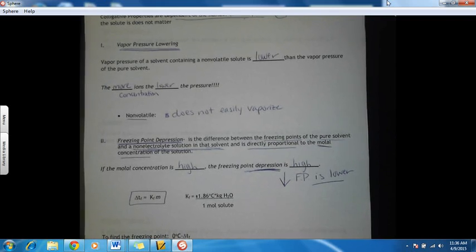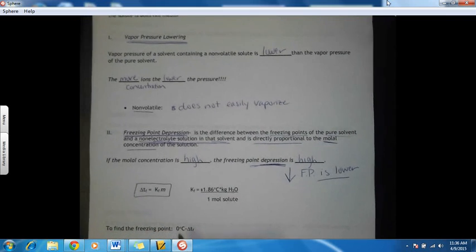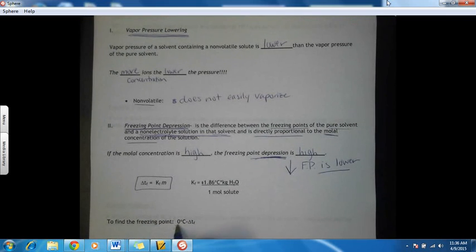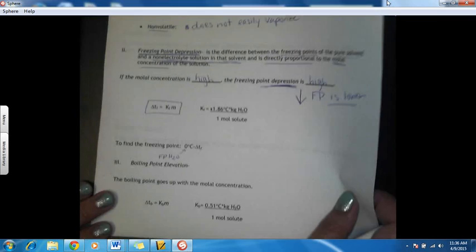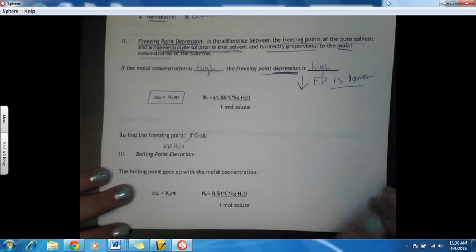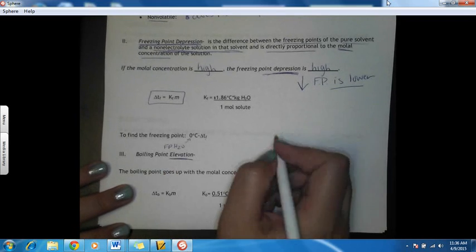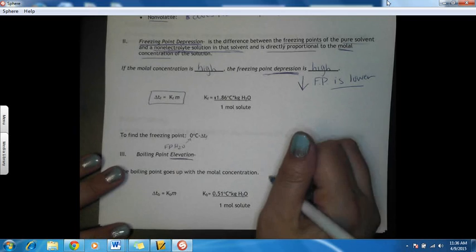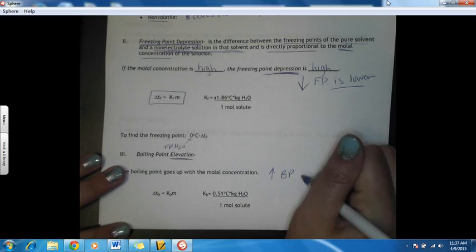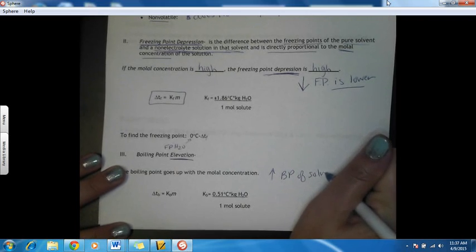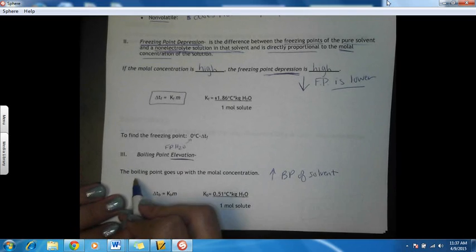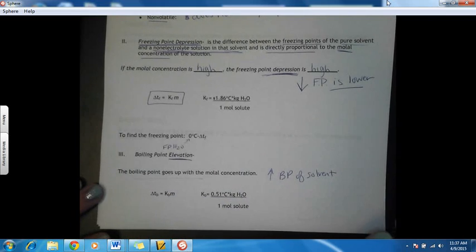So to find the freezing point, we take the freezing point of the solvent, which in this case is the freezing point for water, 0, and we subtract the change in the temperature that we calculate. Boiling point elevation works in the very same way. The difference is that it's elevation, and so this increases the boiling point of the solvent. So the boiling point goes up with the mole concentration.